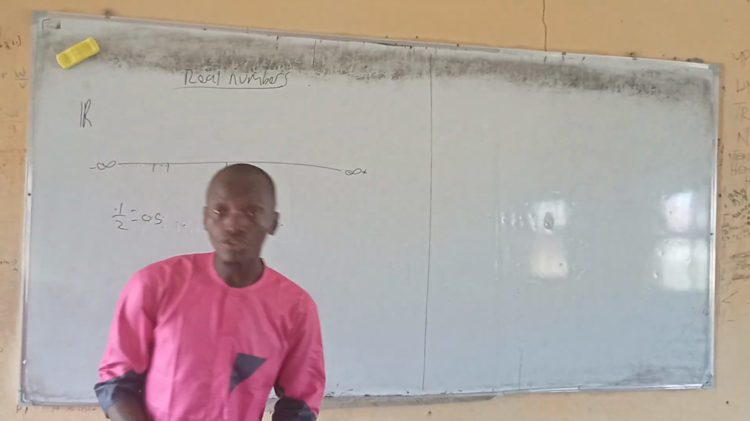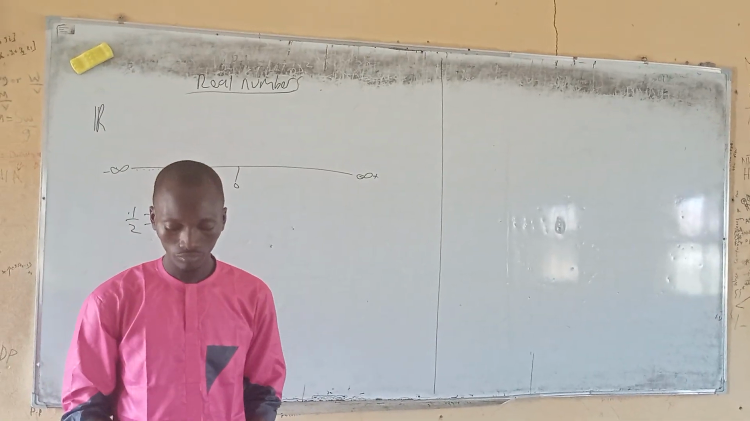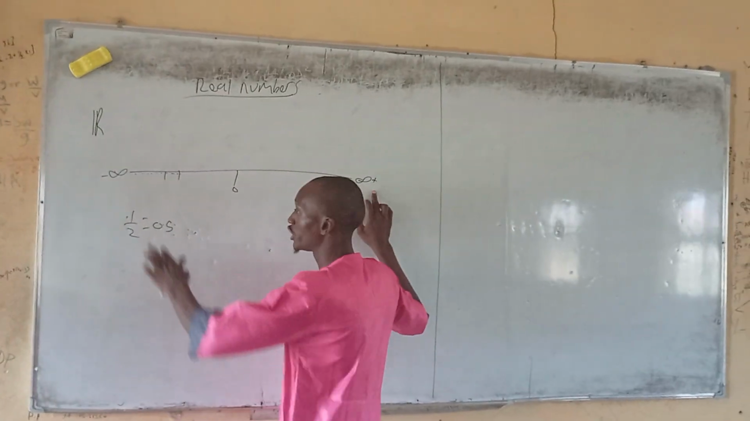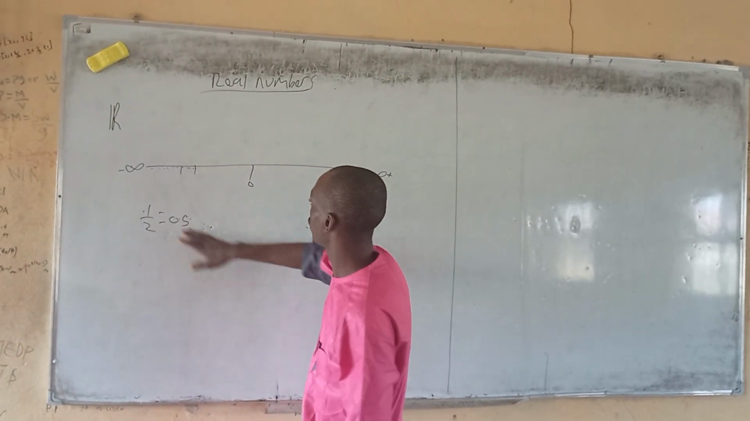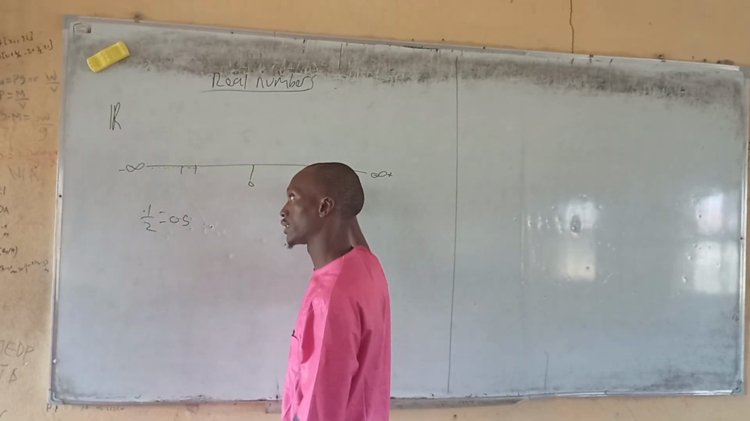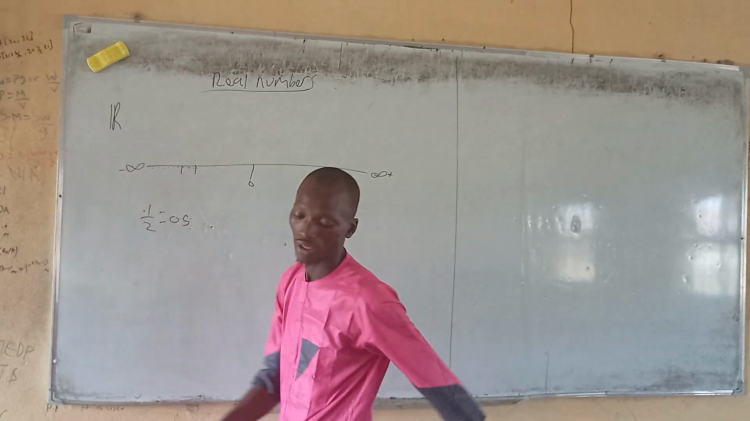Then now we have real number properties. Remember, positive infinity, negative infinity, all the numbers are called the real line. Everything together is called a real number.